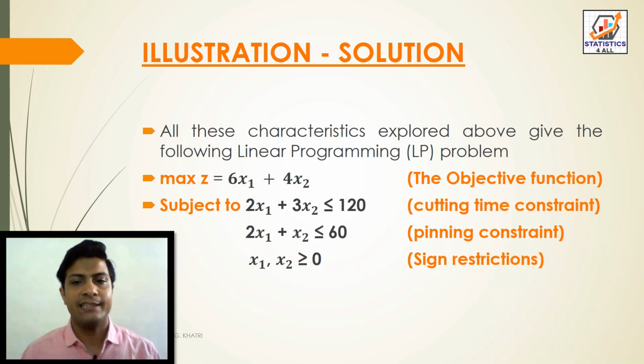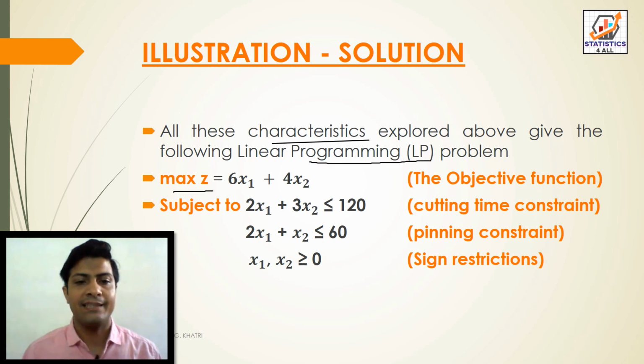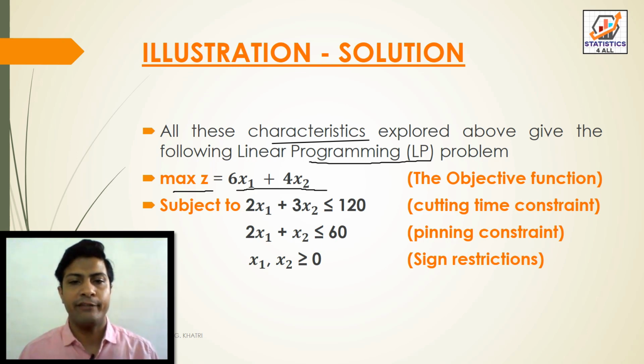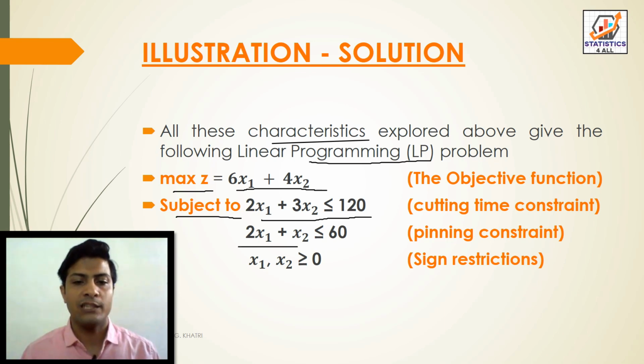All these characteristics explored above give the following linear programming problem. Maximize Z = 6x1 + 4x2, that is the objective function, subject to the constraints. The first constraint is 2x1 + 3x2 ≤ 120, that is the cutting time constraint. The second constraint is 2x1 + x2 ≤ 60, that is the pinning constraint, and x1, x2 ≥ 0, that is the sign restriction.